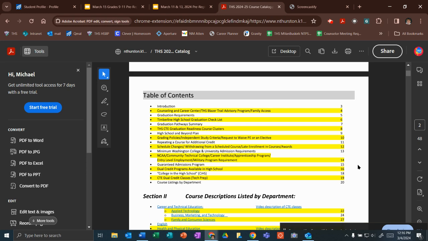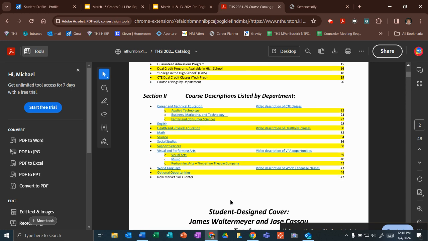Immediately on the second page, you'll see the table of contents. There's a lot of good information in here. It talks about graduation requirements, graduation pathways, high school and beyond, grading policies. So these are things that you will want to take a look at because it gives some pretty specific information on how to do certain things. Now, section 2 here, this is probably the most important. These are all hyperlinked. This is a table of contents of all the classes, and they are grouped by their subject. So there's career and technical ed, English, health and physical education, math, and so on. Again, all of these are linked.